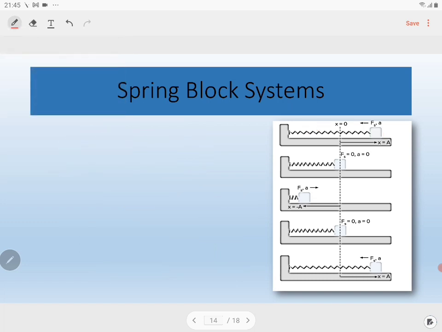Okay. Now, here, this is the equilibrium position. So what is the equilibrium position? It is the position where the spring has its natural length.